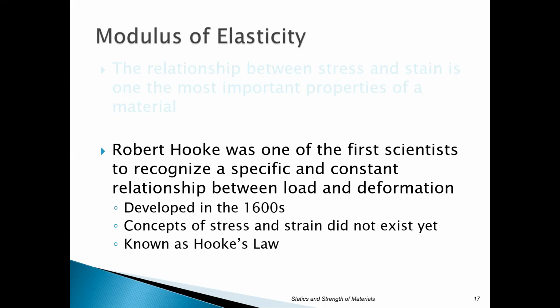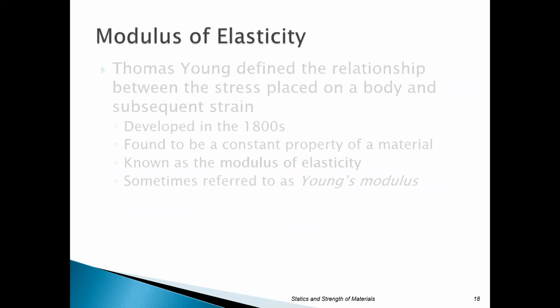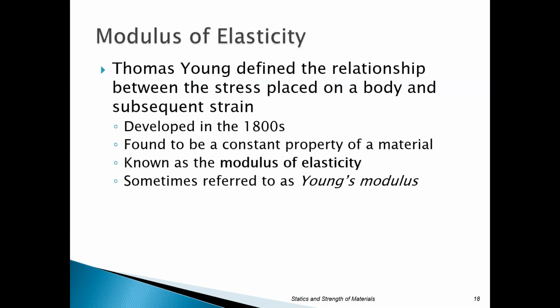So he was dealing directly with force and distance as opposed to stress and strain. But this early on became known as Hooke's law, and it's still a useful principle. Later on, Thomas Young came along and began to define this concept of stress and strain. He looked at the relationship of stress placed on a body and its subsequent strain. This development occurred in the 1800s, like 200 years later.